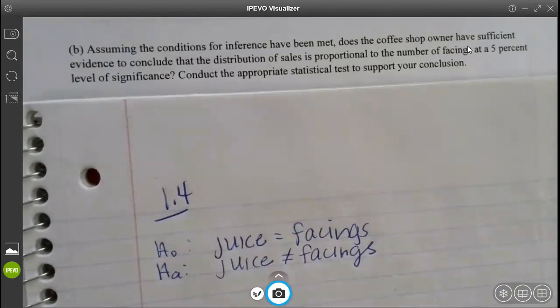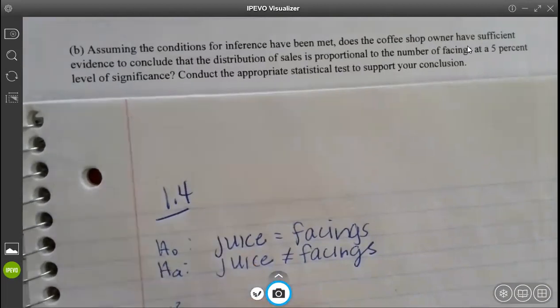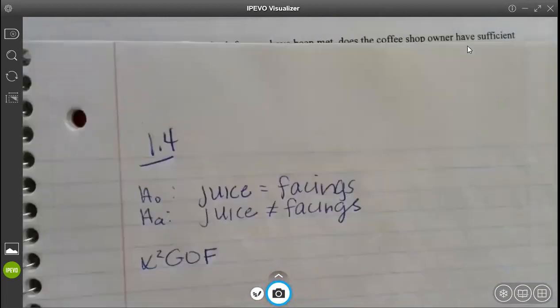You could also show all the proportions. So mango was 18.75, orange was 0.250, and then your alternative would have been that at least one proportion was not specified. Okay, so I don't like that one. I like this one better because this is what you guys are used to. All right, so what are we going to do? And I talked to some of you about this. We're doing a chi-square goodness of fit.